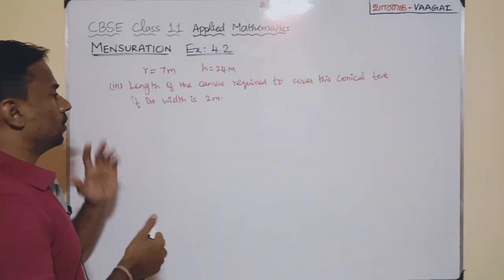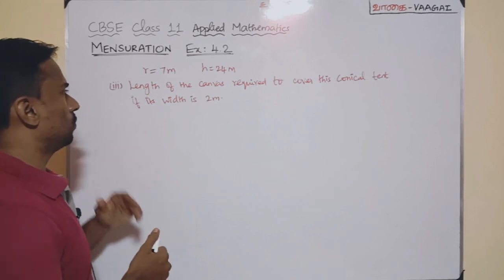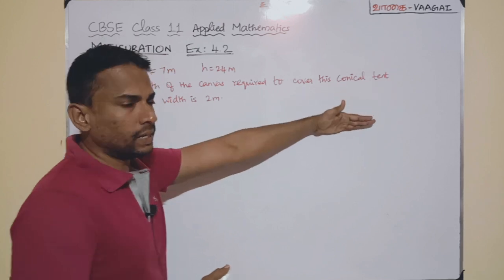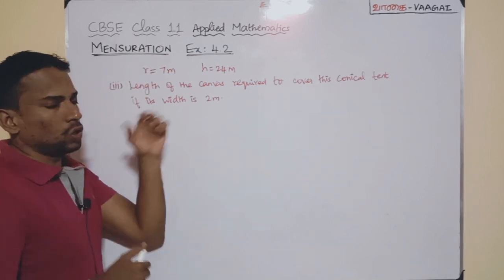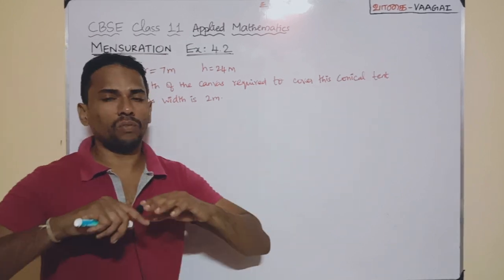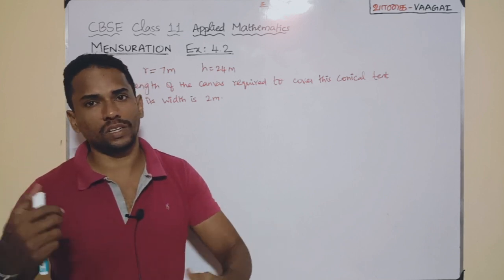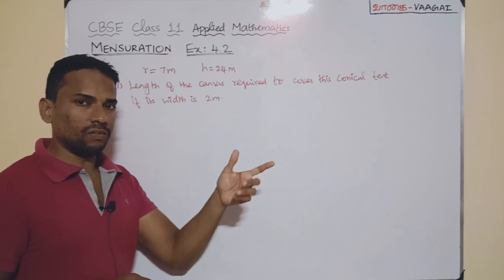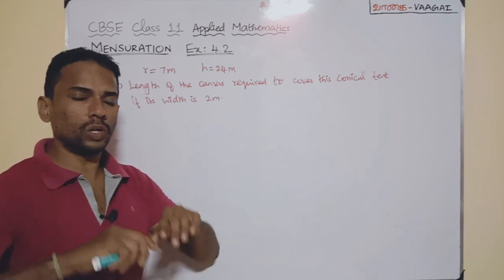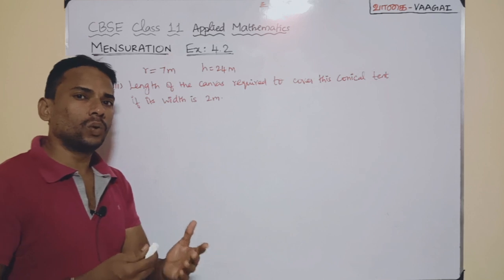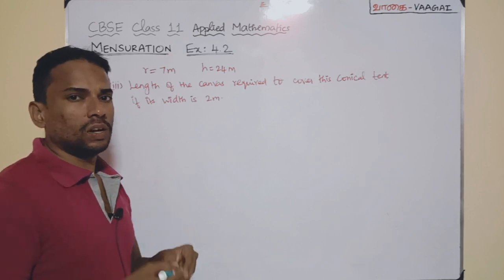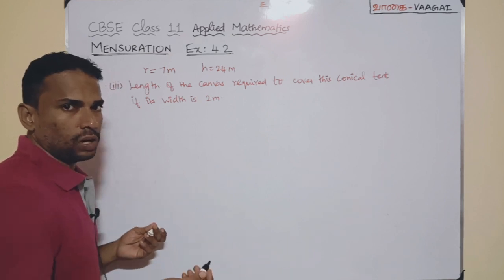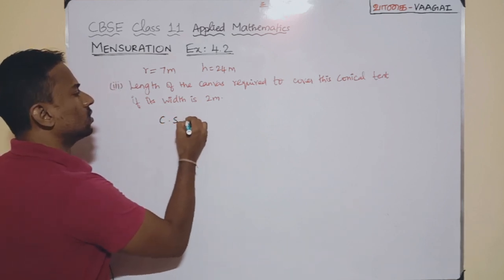There's a third subdivision also for this question number 16. Length of the canvas required to cover this conical tent, if its width is 2 meters. So we need to find the length of the canvas that is required to construct the tent. Now to find the length of this canvas, we first need to find the total area needed to build this canvas. That will be nothing but the curved surface area of that conical tent. So we need to find the CSA of the cone.